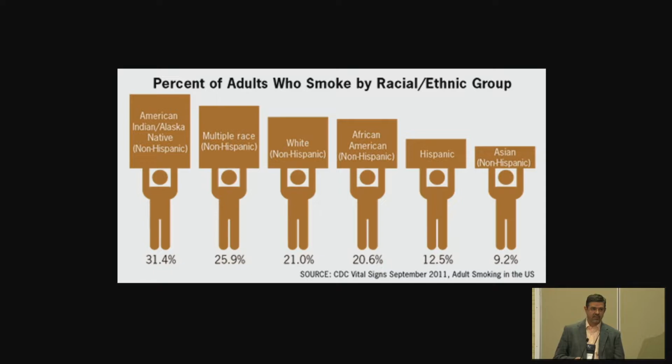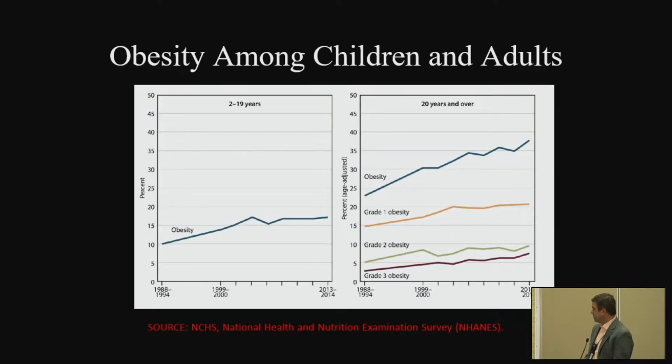And so even currently, we're still about 20% as a population in this region smokers. It's a little bit higher in the American Indian populations, but by demographic, we're still at fairly high rates of smoking. Now, obesity in children and adults is on the rise. This continues to be an issue. It has to do with what we eat and how we exercise. And we can see that this is significant.